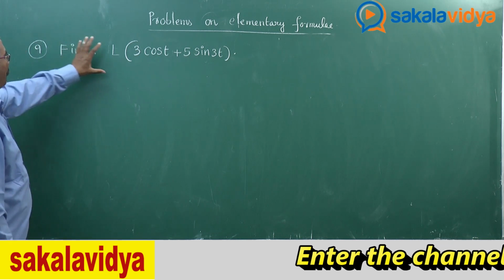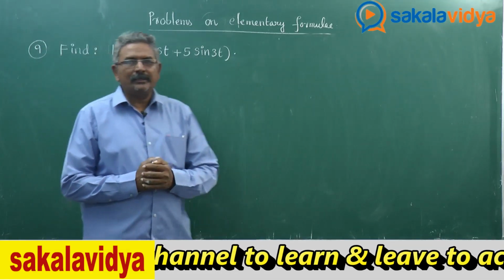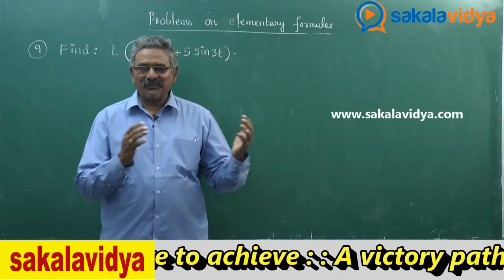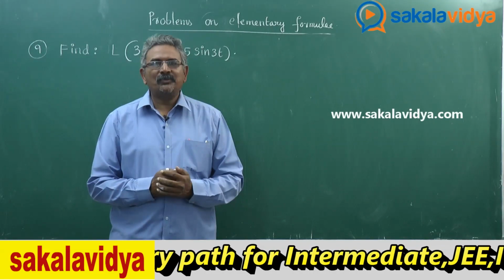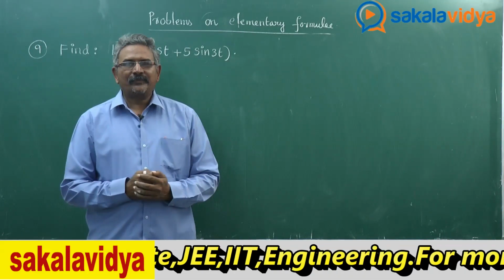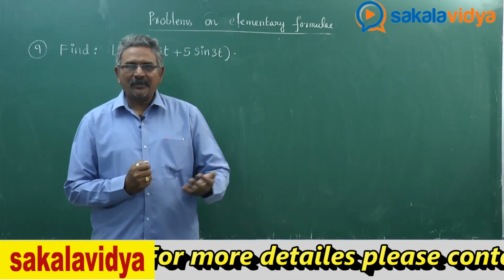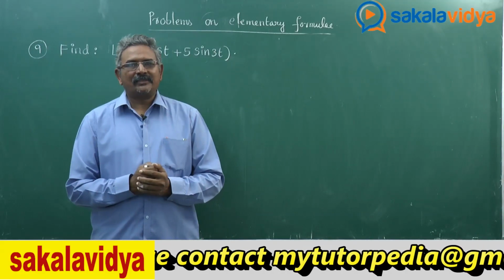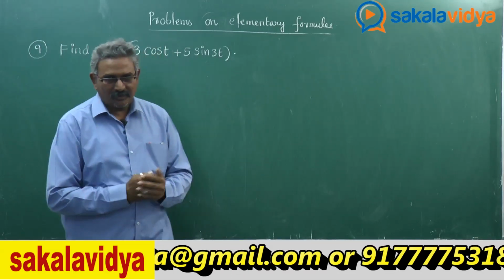Find the Laplace transform of 3 cos t plus 5 sin 3t. Here we need to apply two formulae. The Laplace transform of sin at is equal to a by s square plus a square. In a similar manner, the Laplace transform of cos at is s by s square plus a square. So this problem can be solved in an easy manner. Let us solve it now.